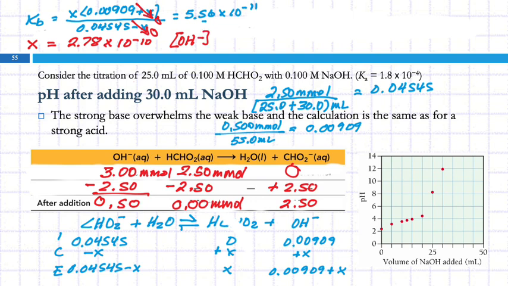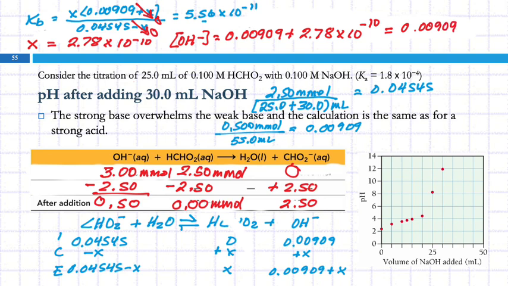So hydroxide is 0.00909 plus 2.78 times 10 to the minus 10. Now, if we think about that, isn't that what we were assuming when we did this? That X is small, and so adding to that doesn't make a difference, and so we could have saved ourselves some time. So that is still going to be 0.00909.